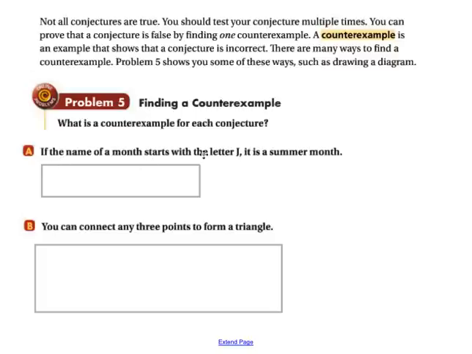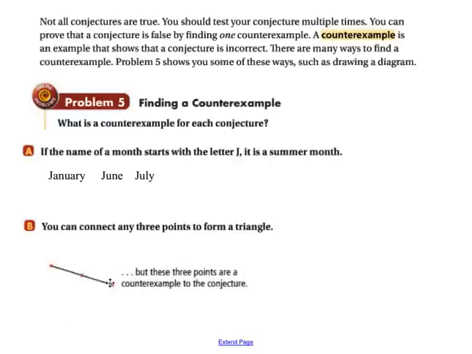If the name of a month starts with the letter J, then it's a summer month. We'll list all the months that start with J. We have January, June, and July, and January is definitely a counterexample that's not in the summer. So January would be our counterexample of a month that is not in the summer. How about letter B? You can connect any 3 points to form a triangle. Well, there's one counterexample. If they're in a straight line, that doesn't make a triangle. So that's all we need to prove that the conjecture is false.